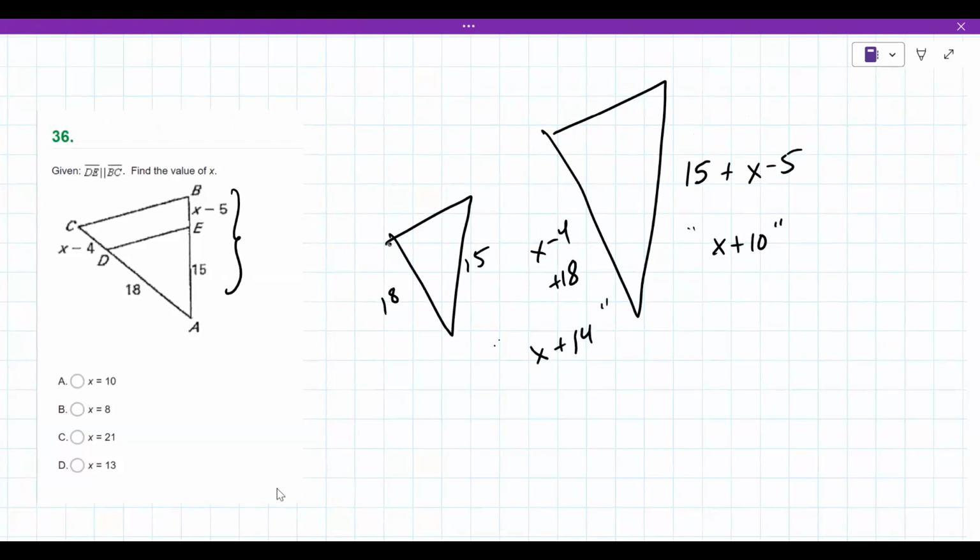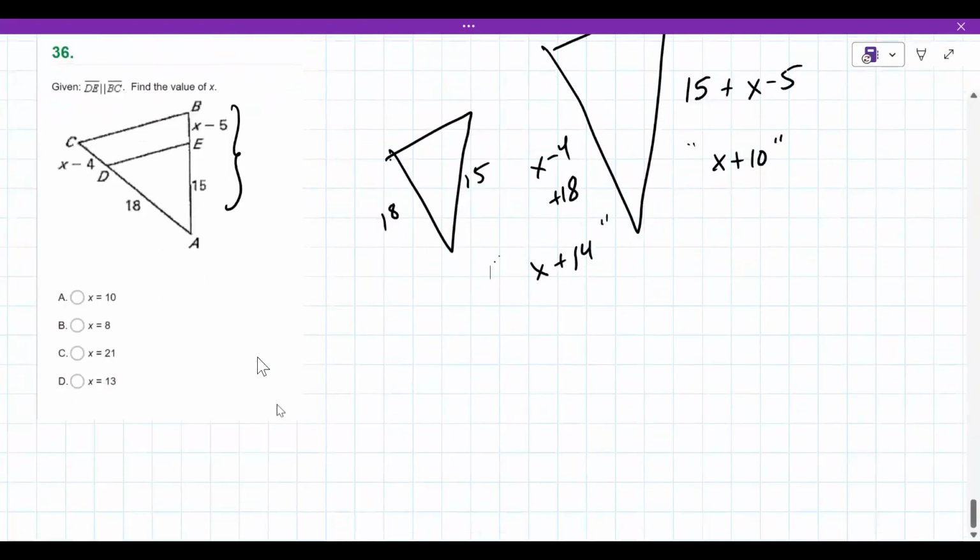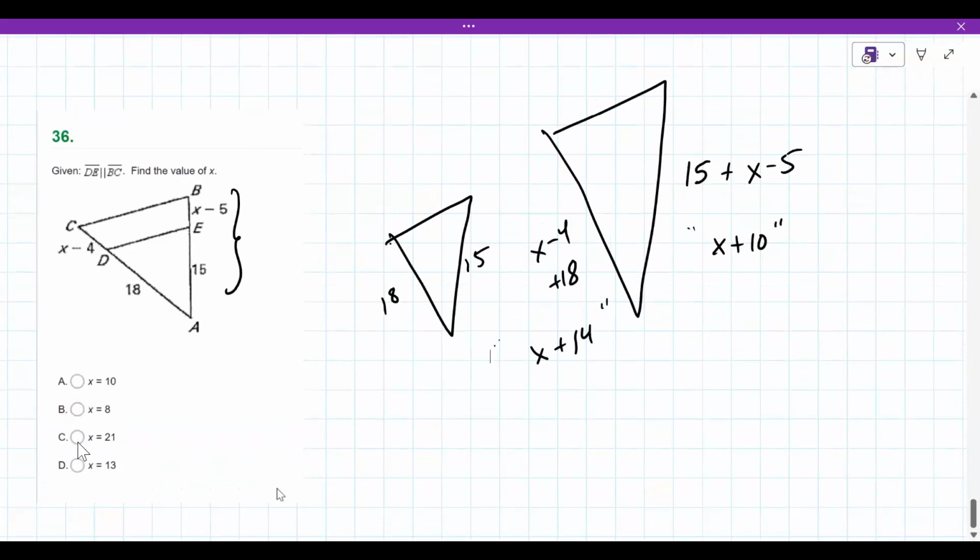All right. So that's how we get the x. This one's a little different. You can use the answers potentially in some of these. So here's how you would actually solve it. You would write something like this: 18 over x plus 14 equals 15 over x plus 10. This is the direct way to solve it. So the reason it's 18 over x plus 14 is you're matching up the sides, and then you're matching up 15 to x plus 10 in the other one.